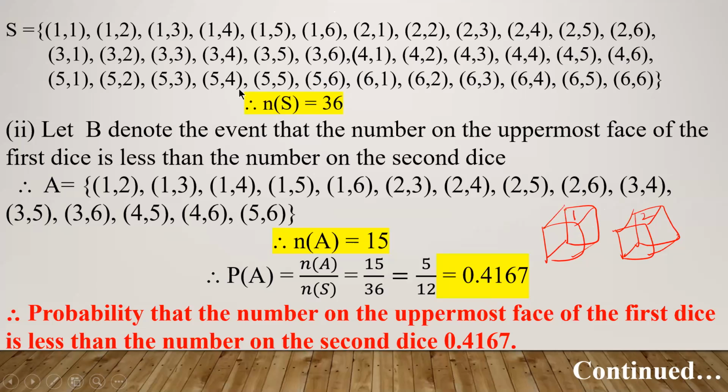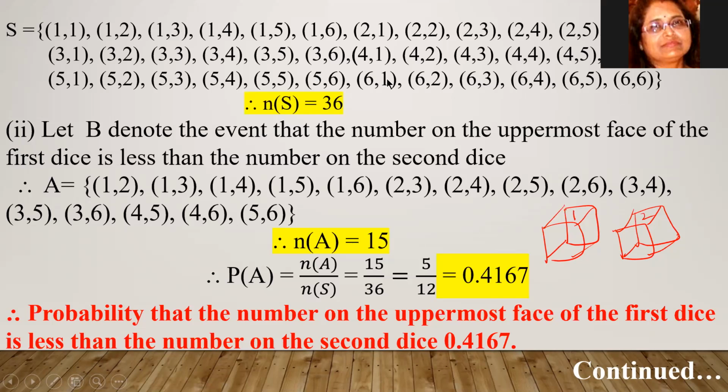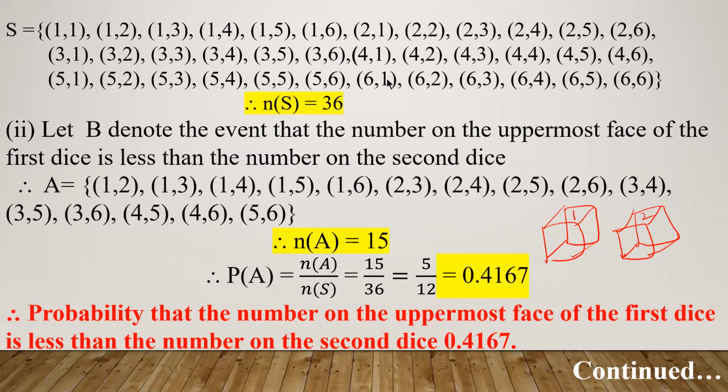Similarly, 3, 1 will not come. 3, 2, 3, 3 will not come, and 3, 4, 3, 5, 3, 6 will come. Then 4, 5, 4, 6, and then 5, 6. From 6, 1 to 6, 6, none will come, because everywhere the number on the first dice is greater than the number on the second dice. What we want is less. So these many will come in the event. You count, they are 15 in number.